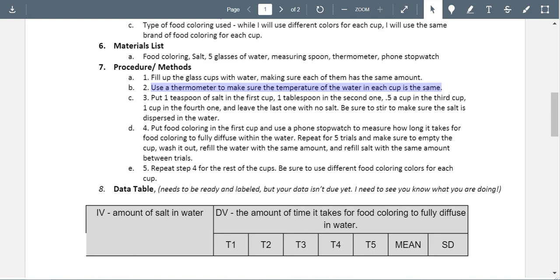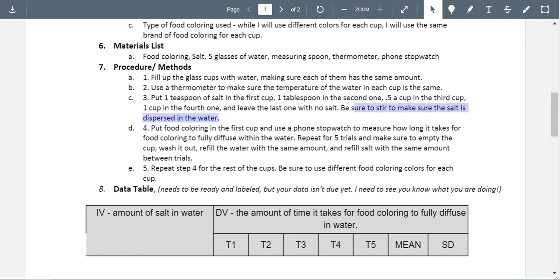So you said here put 1 teaspoon of salt in the first cup, 1 tablespoon. And here we are once again. You've got to stop using imperial units. You've got to use metric. For all purposes with your lab, whatever you're doing at home, you can use what you have, but make sure you're writing this as metric, because a scientist uses metric units, not imperial units. And 0.5 cups in the third cup, fourth.